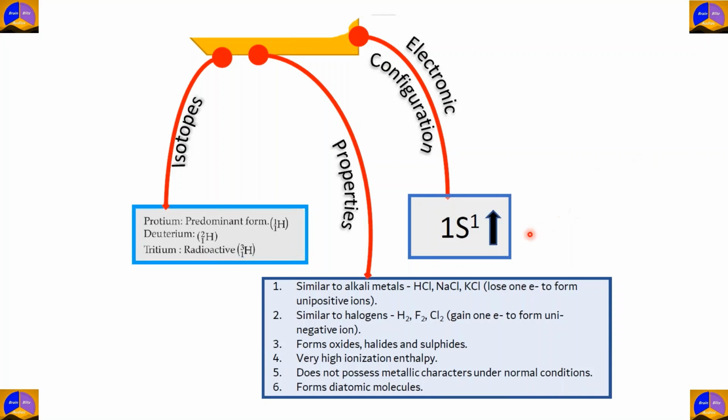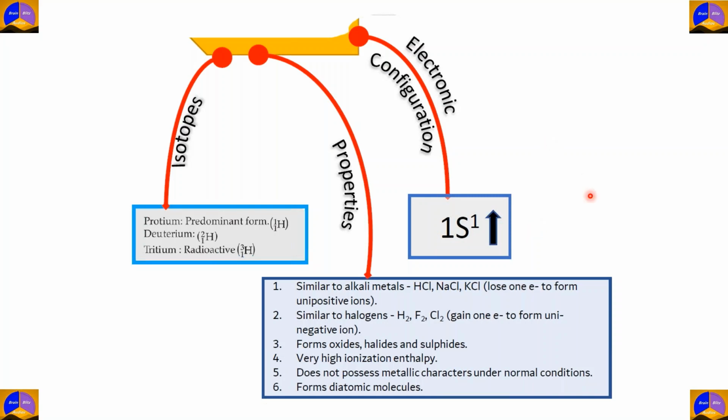elements till date. Now, because of this electronic configuration 1s1, there has been a very huge debate regarding the positioning of hydrogen in the periodic table. The debate was whether hydrogen was more similar to alkali metals or halogens. With alkali metals, hydrogen has the similarity of its outer electronic configuration, meaning there's only one electron in the outermost shell, and it's forming unipositive ions, such as H+, which is similar to Na+, Li+, K+, etc.